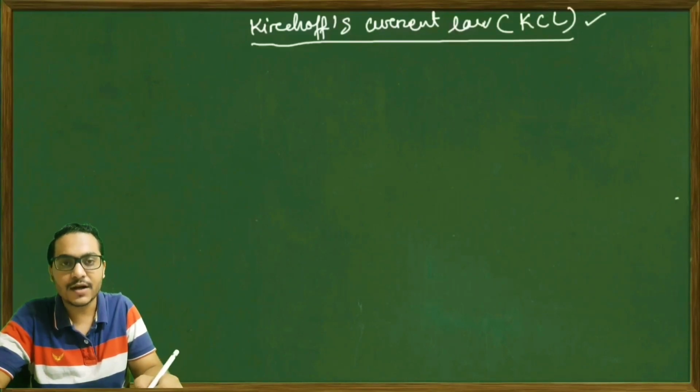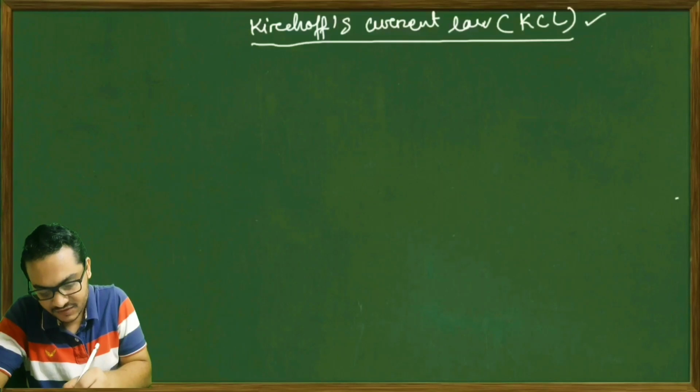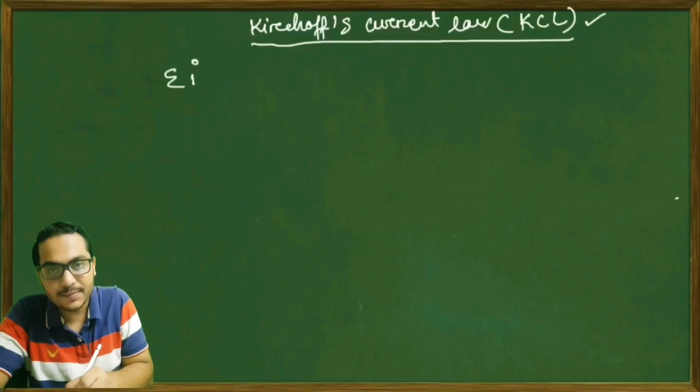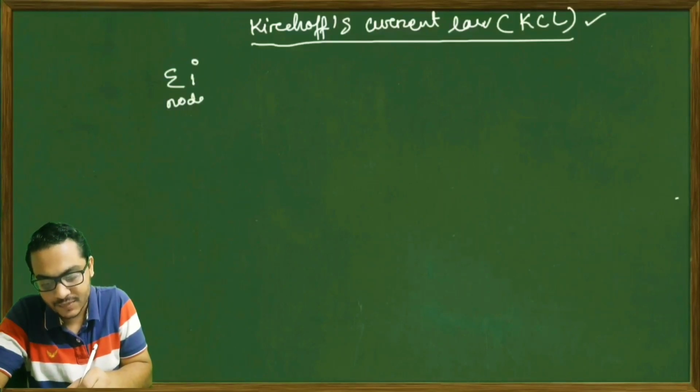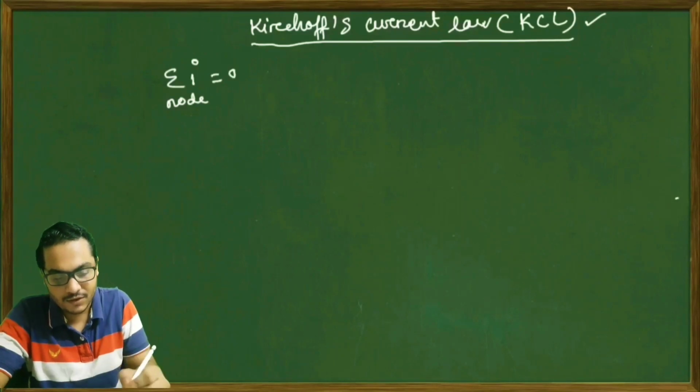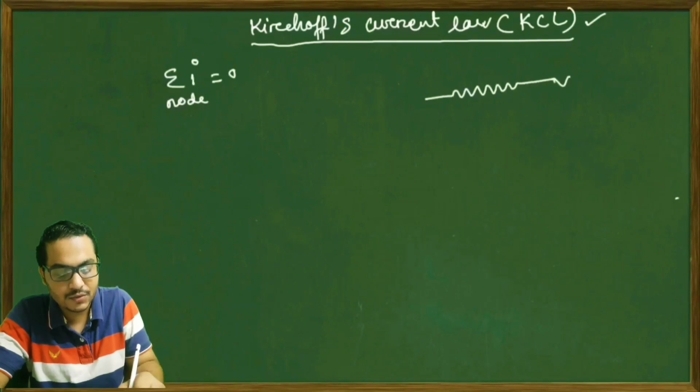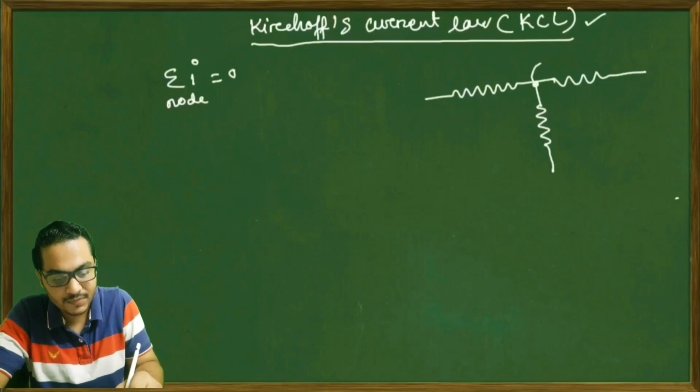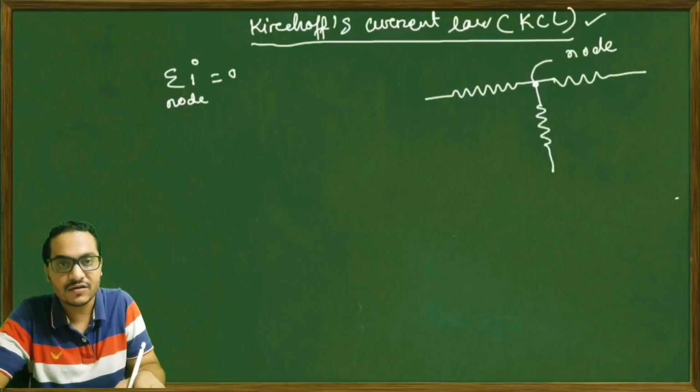So Kirchhoff's current law states that the sum of current entering or leaving a node is equal to 0. Means the summation of current at a particular node equal to 0. So let me give an example so that the total concept will be very clear to you. Let this is a node. We can call this point as node or junction.